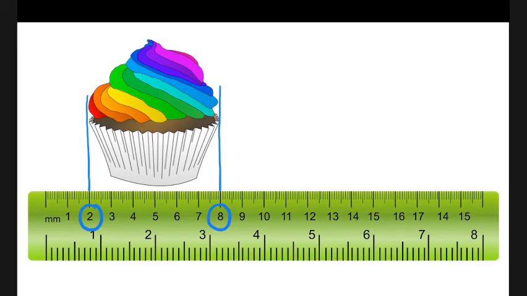So I want you to decide, well, how wide is our cupcake? How many centimeters would it be? It's not going to be 8. So go ahead and you can either make jumps or you can set up a subtraction problem. All right, did you get your answer? Hopefully you found that this delicious cupcake is 6 centimeters wide.